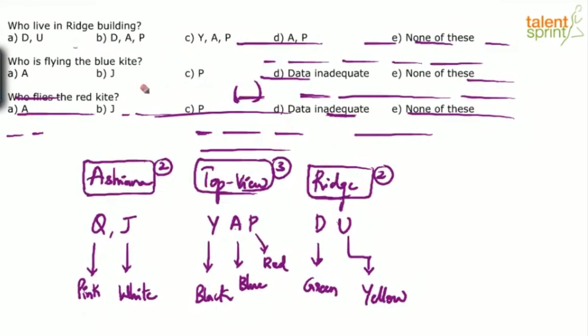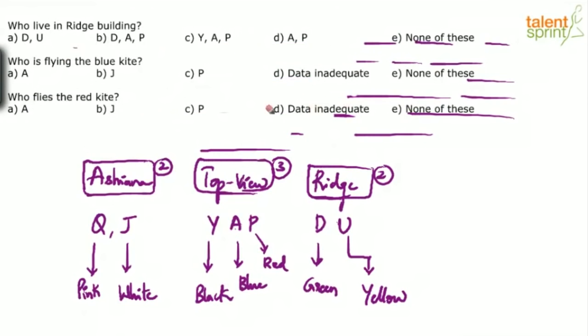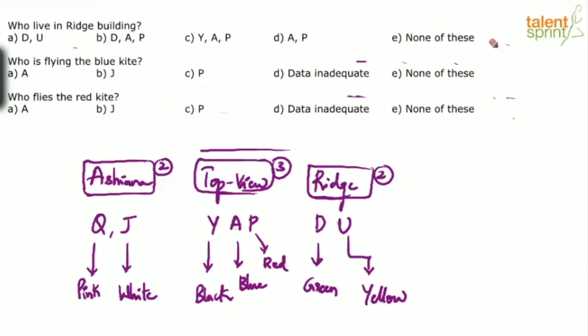So I think 5 questions have been asked here, and the first 3 are on your screens now. So what does it say? Who lives in Ridge building? D and U. So D and U, option A would be the answer. Right? Next question. Who is flying the blue kite? All these are readymade, right? I mean, there's nothing that you have to do now. Only look at the arrangement and mark the answer.